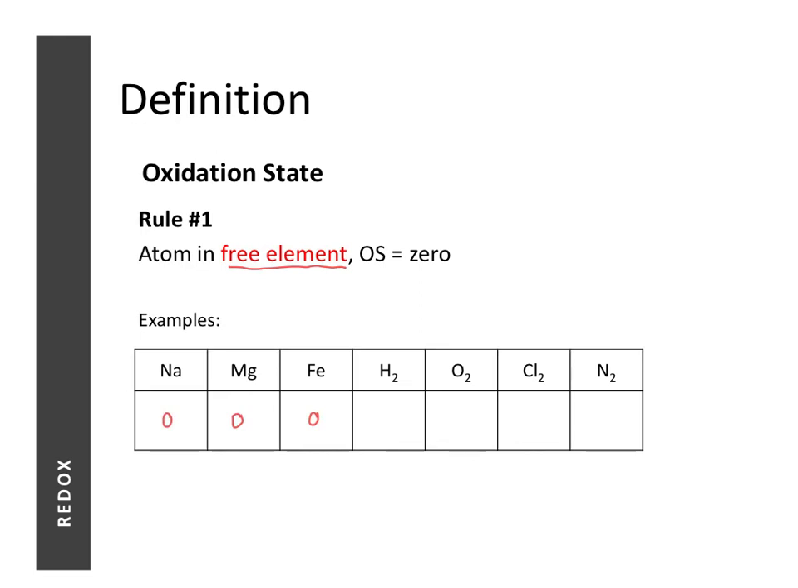Now when we look at the non-metals, for example H2, hydrogen gas, is it an element? The answer is yes, because it is not combined with any other elements. Both atoms in the molecule are the same element. So H2 is considered an element, and each hydrogen atom in the molecule is assigned an oxidation state of 0. For oxygen, each atom is also 0. Each atom in chlorine, 0. Each atom in nitrogen, 0. I hope you can see now that any atom in an element has an oxidation state of 0.